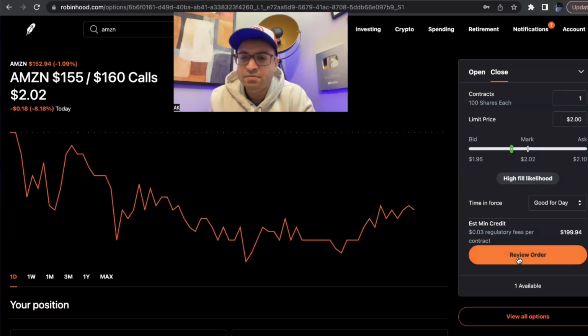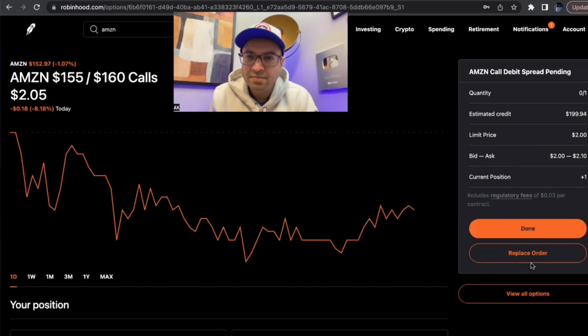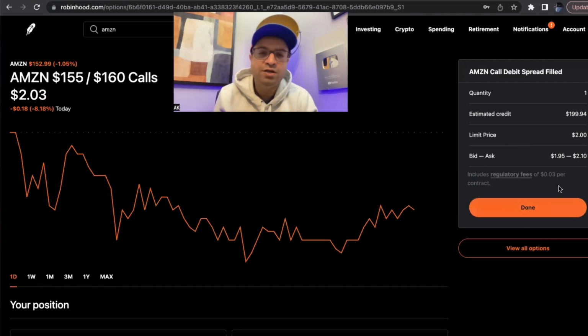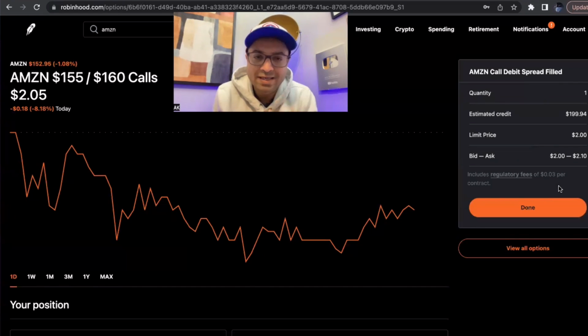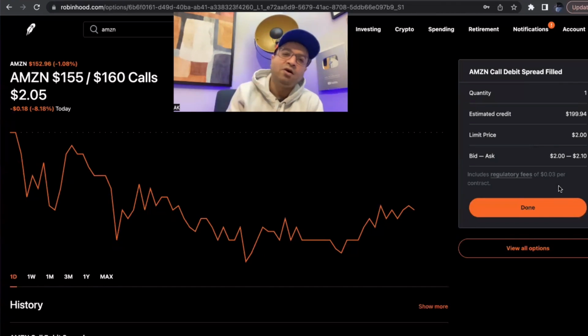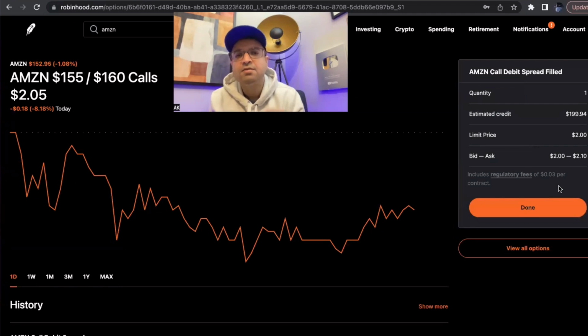Okay, high fill likelihood. Close and execute, and we're done. Okay, simple as that. So with the debit spreads, instead of just buying the call options, you can lower your cost, you can lower your risk, and you've got a pretty decent profit potential as well. And it's super easy to close these trades as well.